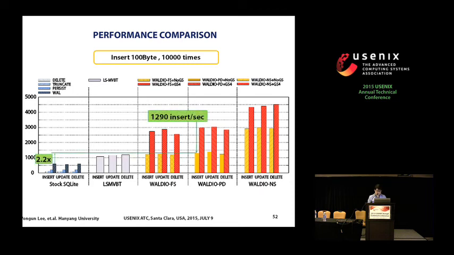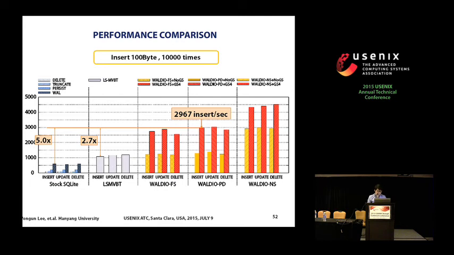Compared to stock WAL mode, WALDIO persistent direct I/O obtains 2.2 times better performance in the absence of group synchronization. When you use group synchronization, WALDIO persistent direct I/O shows 5 times better performance than the stock WAL mode and 2.7 times better performance compared to LS-MVBT.